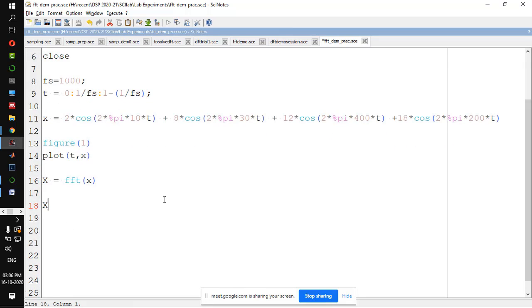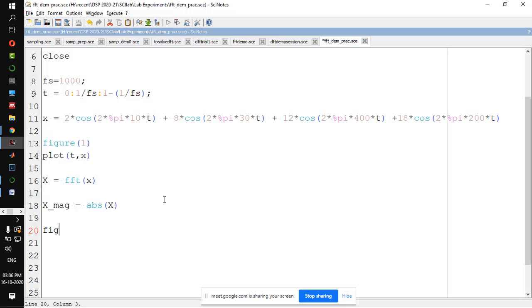So x underscore mag is equal to, what is the command to find the magnitude? Forgot? Okay, abs. ABS stands for absolute value. abs of X of k. In our case, it is X, right? And phase angle, for time being, we shall just keep the phase angle as it is. We don't want phase angle now. So I have the absolute.